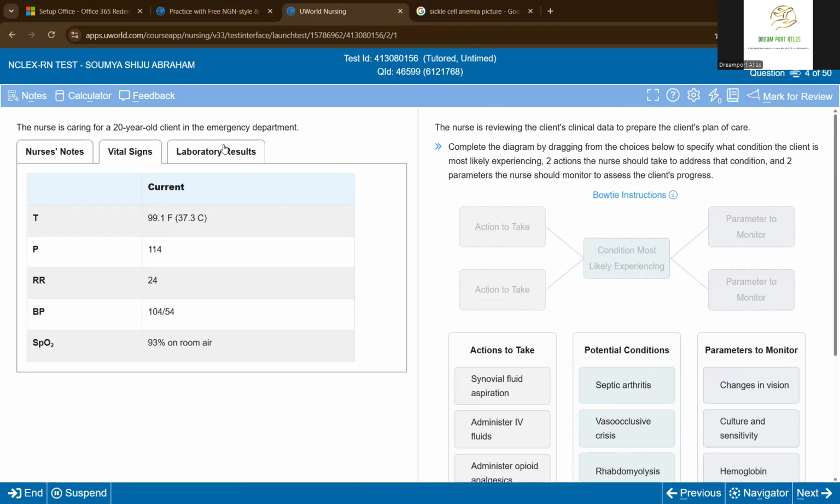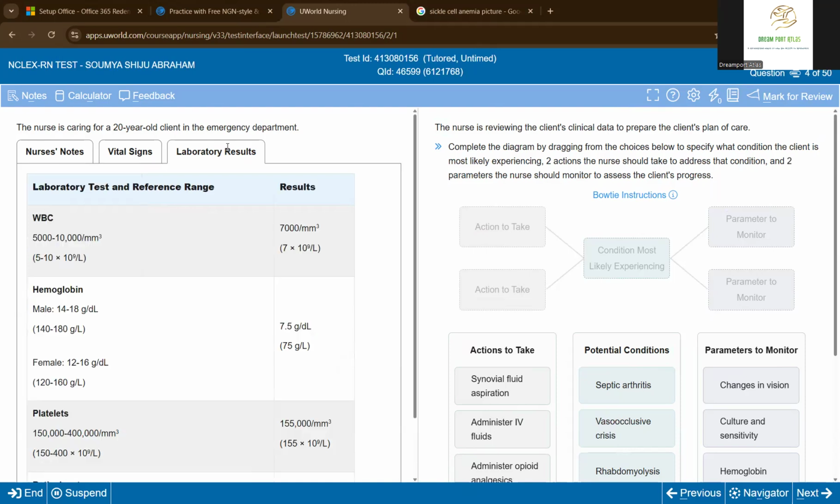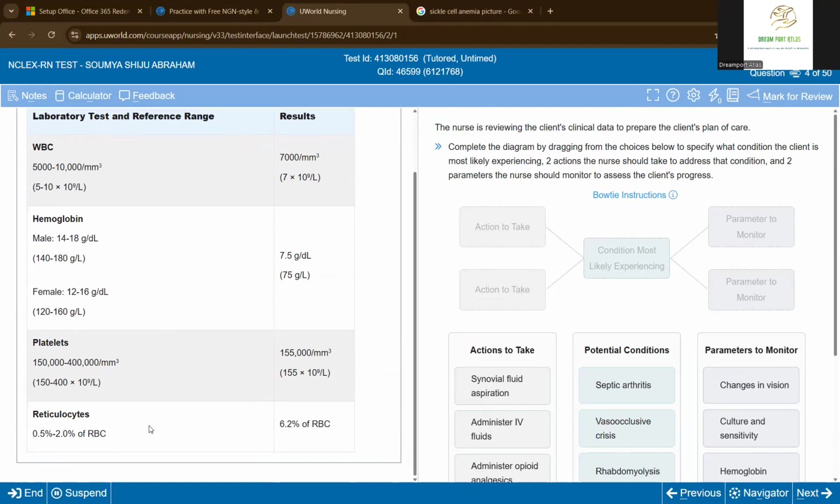Okay, so that means the client is having all the symptoms which are worsening with the sickle cell anemia and the complications of the vaso-occlusive crisis. Okay. And in the lab values, WBC 7000 normal, HB 7.5 and platelet 1,55,000. These are the lab values we are getting in the client with sickle cell anemia. And also the reticulocyte level is 6.2%. That means the level is increased in this patient. So we can look for the question.